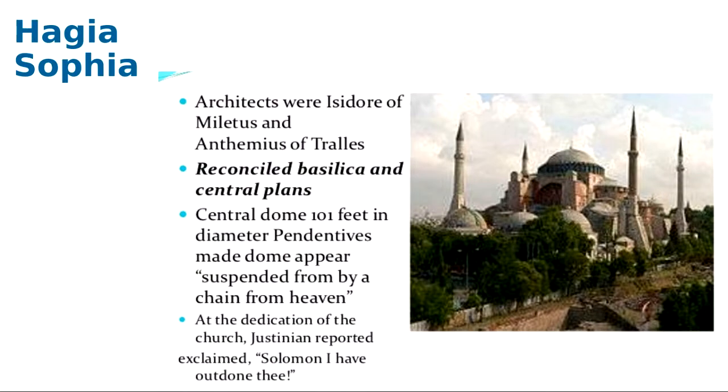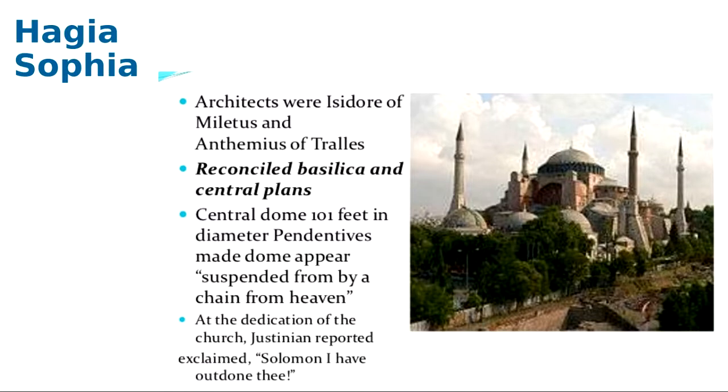So let's go into Hagia Sophia. Hagia Sophia comes from the word wisdom. You kind of see it in philosophy, philosophia. You see it in Spanish, Sofía. So it comes from the idea that it's a place of wisdom. And this was one of the architects, Isidore of Miletus, and Anthemius of Tralles.